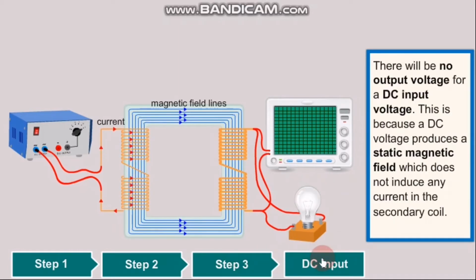But what happens when we connect a DC source to the input circuit? There will be no output voltage. Why? This is because a DC voltage, where the current flows in one direction, will produce a static magnetic field in the soft iron core. This static magnetic field doesn't link the primary coil to the secondary coil. Hence, we can say there will be no current induced in the output circuit, and as a result, the bulb does not light up.